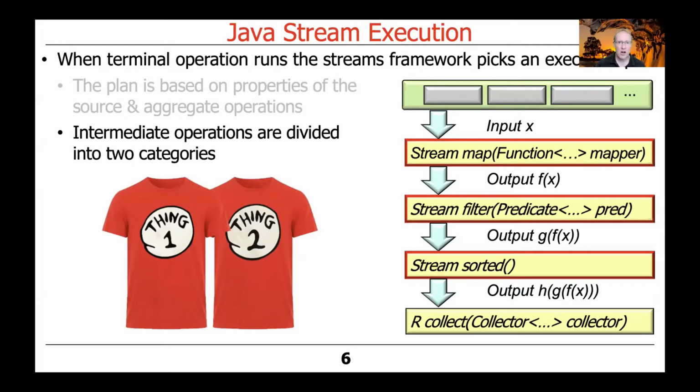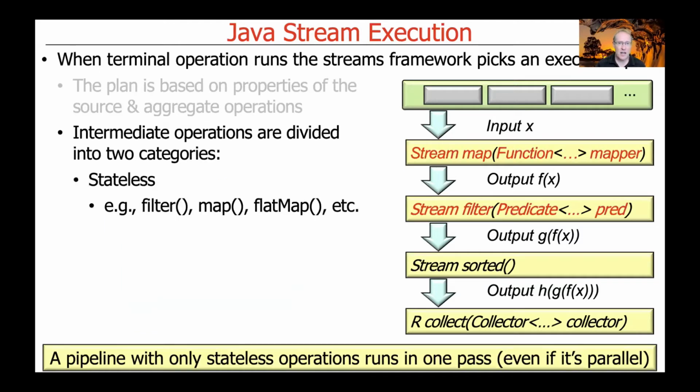Intermediate operations are divided into two categories, and this will affect the plan by which the stream will be run. Some operations, as you may recall, are stateless. So those include operations like filter, map, flat map, and so on. If you have a pipeline of intermediate operations that only have stateless behavior, then that stream can run in a single pass, even if it's a parallel stream. So the elements will be pulled through from the beginning, run through each of the intermediate operations, and then the terminal operation will determine what happens to them next. They'll be collected together into an array list or whatever.